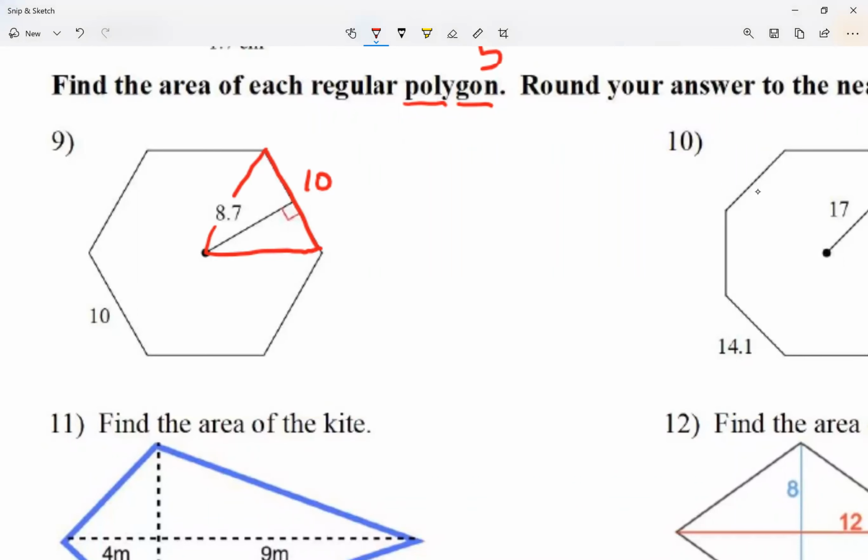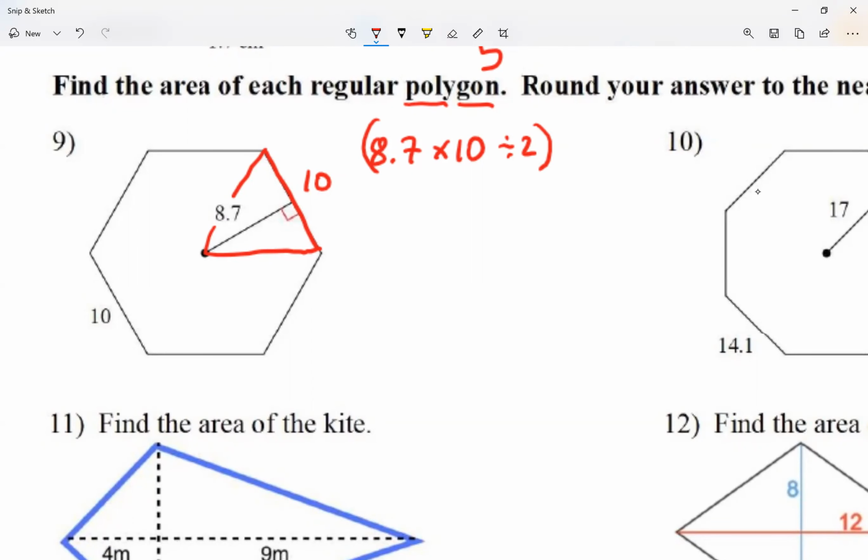You guys can see my triangle. I know how to get the area of a triangle. I multiply the two numbers that make the 90-degree angle. So I have to go 8.7 times 10, and then I divide this by 2. That's just for my one triangle.